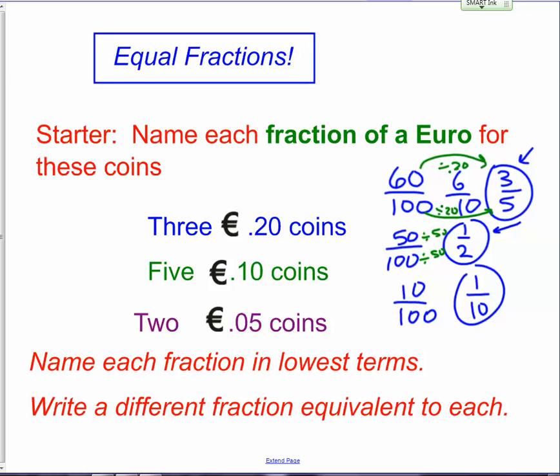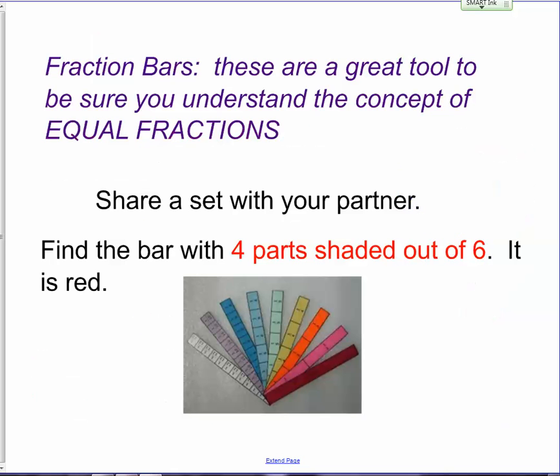Today we jumped into the exciting world of fractions. You started off by thinking about money and what fractions each of these amounts of coins would be of a euro, and you did a great job. You knew that 60 cents out of the 100 cents that make a euro is the same as 3/5 of a euro, 5 10-cent coins is half a euro, and 2 5-cent coins would be a tenth of a euro. So we talked about what equal fractions mean and what fractions in lowest terms means.